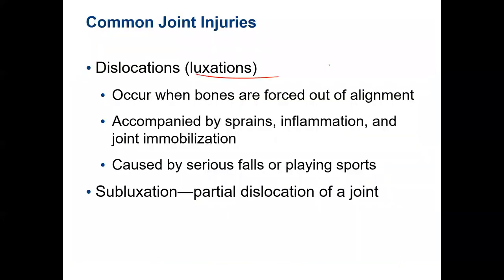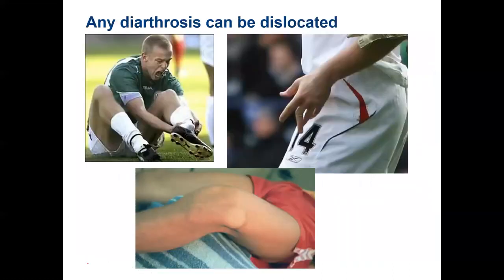Dislocation, often called luxation, is when the bone is forced out of the joint. And obviously with that, you're going to damage the associated connective tissue. Subluxation is partial dislocation. It's not all the way out. Any freely movable joint will dislocate.